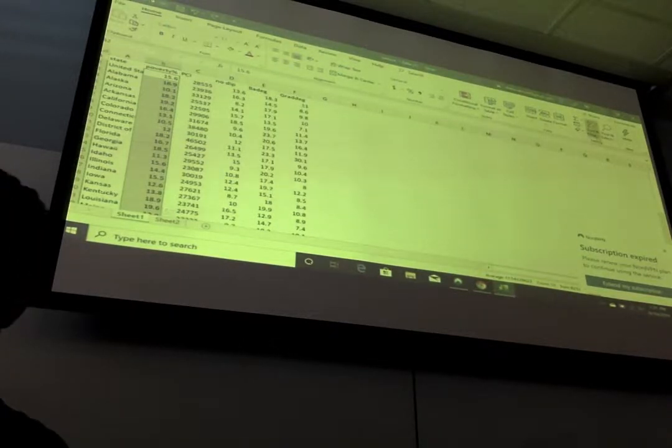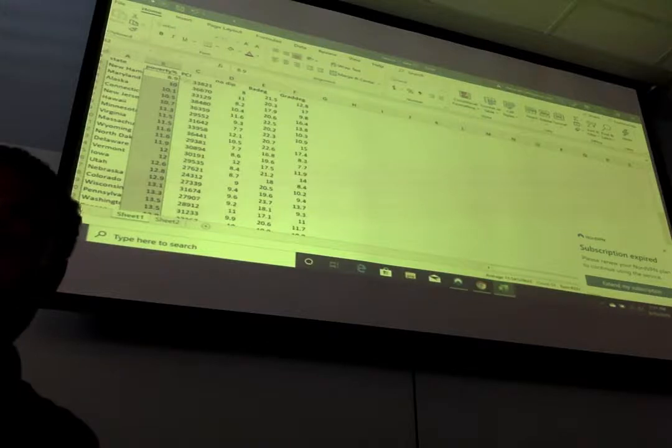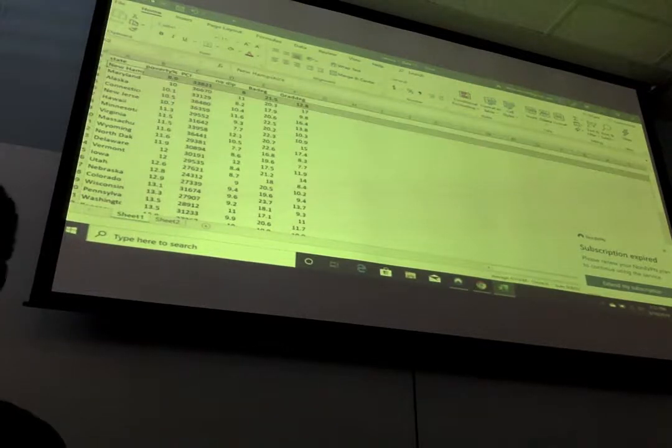So if I sort it and expand it to the whole selection, that means everything changes. And now all the columns are arranged by just this poverty column. And we want the top 5: 1, 2, 3, 4, 5, 6.